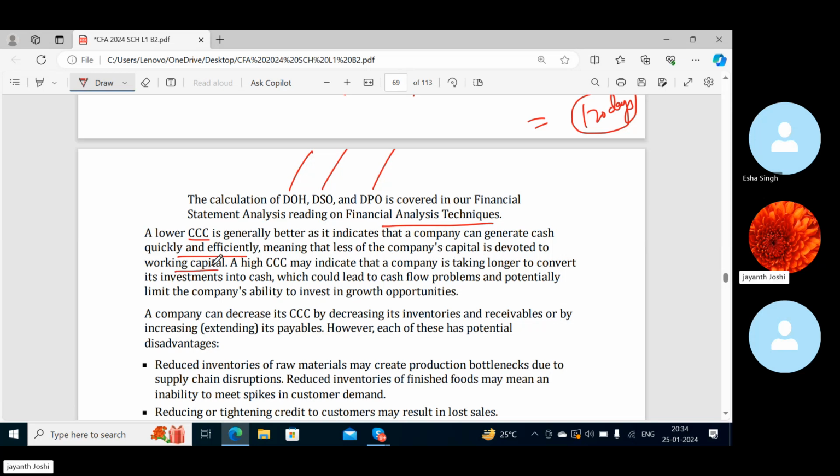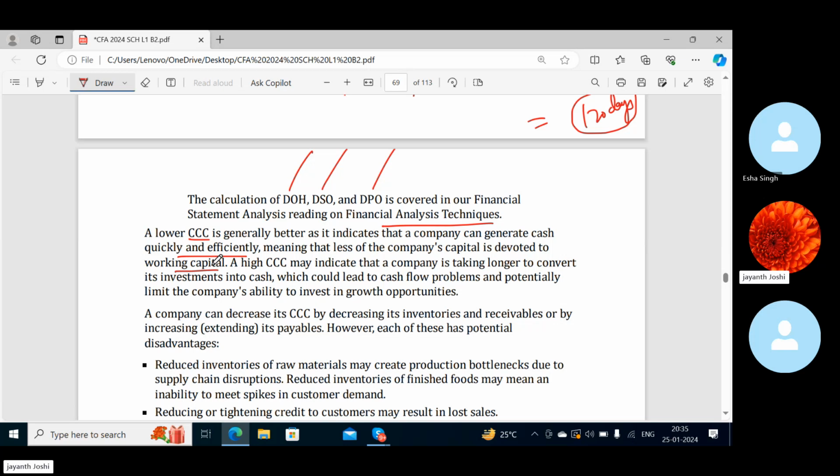That means you don't have some stuck funds, or you are using very less amount as working capital, because maximum times you are trying your level best to close in, or reduce the cash conversion cycle, so that you may have more cash in circulation, right? So a lower CCC is generally better, as it indicates that a company can generate cash quickly and efficiently, meaning that less of the company's capital is devoted to working capital. That means you take less loans, you take less overdrafts.